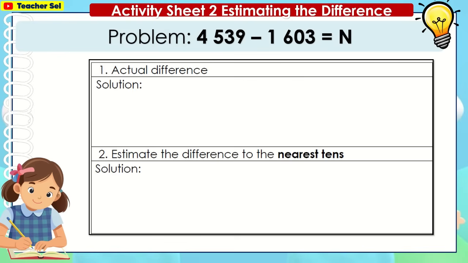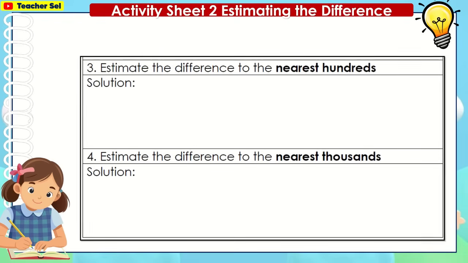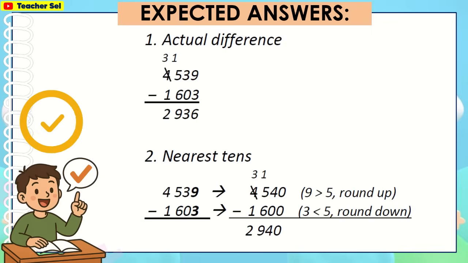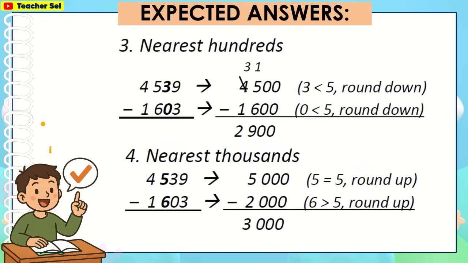For number 1, you write the solution for actual difference, and for number 2, the solution for estimate the difference to the nearest tens. Number 3, nearest hundreds. Number 4, nearest thousands. Here are the expected answers for number 3 and 4.